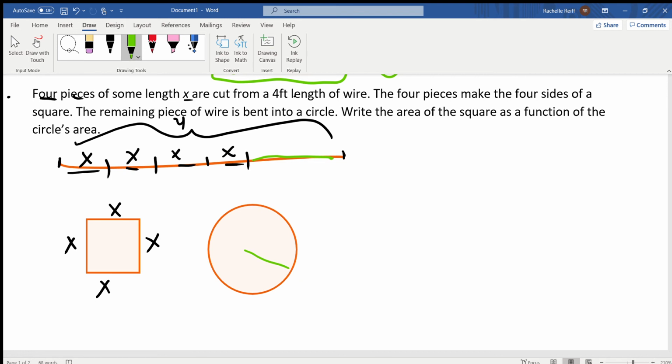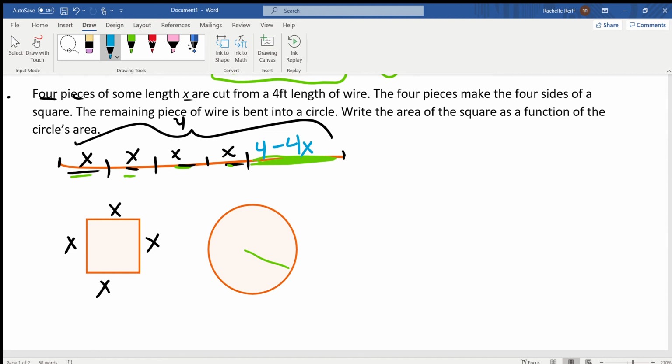Now, before we move on, yeah, I know it's a circle, but do we have any information on that circle? At first glance, it seems like no, but let's look at how long this piece is. The whole thing was 4, and if we take away each of those pieces, those 4 x's, I'll be left with how long that piece is, right? So my piece right there, let's do it in a different color, is 4 minus 4x.